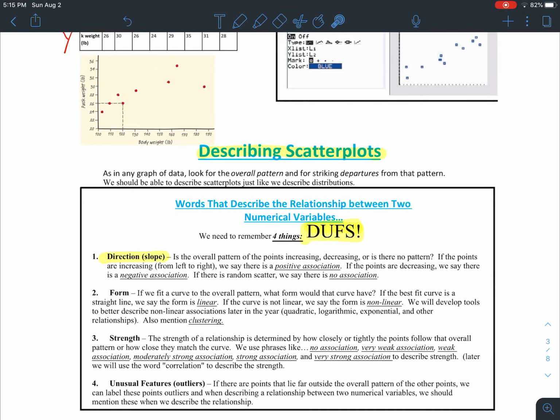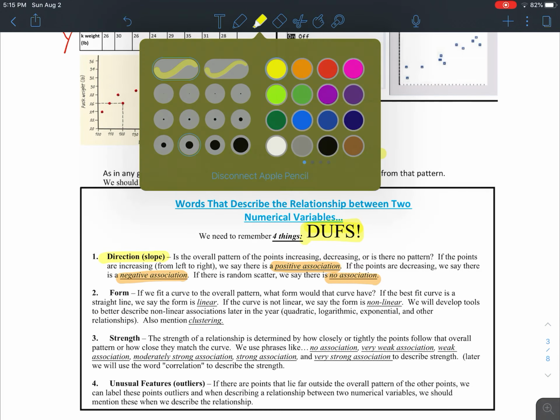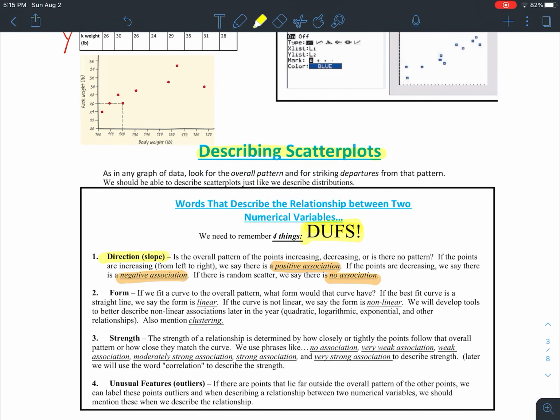Okay, to illustrate this with the scatter plot that we see up here with body weight and pack weight, you can see this definitely feels like it would have a positive association. It's okay to use the word association when you're describing 2 quantitative variables here. So if the points are increasing from left to right, we're going to say that it is a positive association. Of course, if it's leaning the other direction, we would say negative association, and random scatter would be no association. So the D in DUFS is direction, which is slope. You always want to address that.